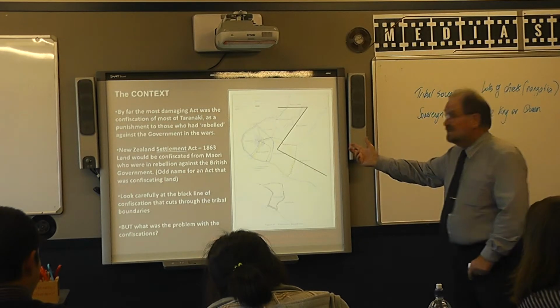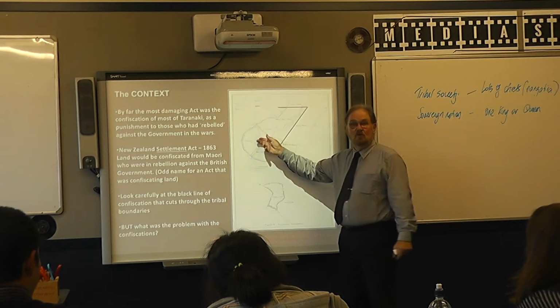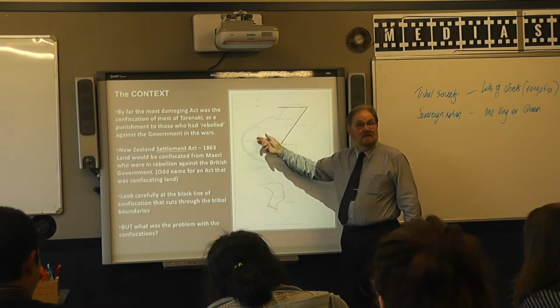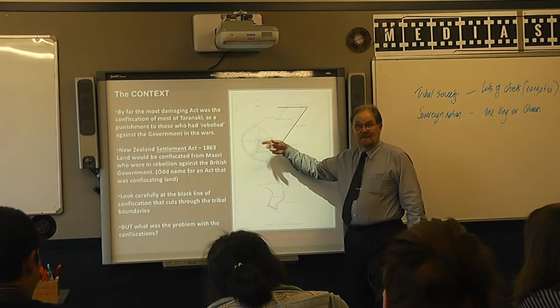In this case, a lot of it was given to the people who fought on the side of the British during the wars, those military settlers and so on, and they were given land because they couldn't afford to pay them, but they paid them in land.